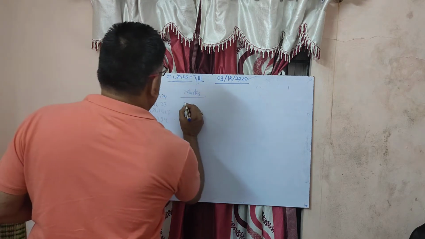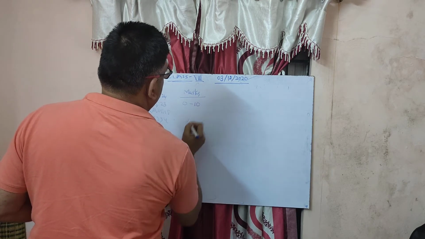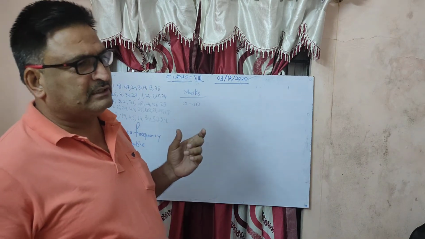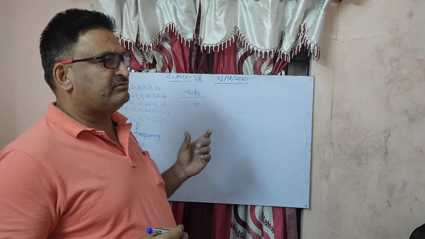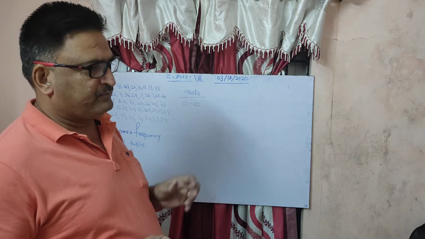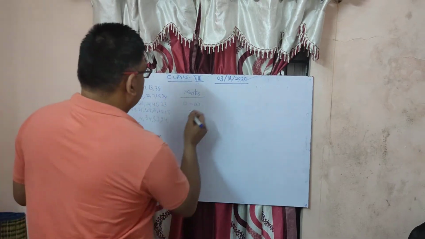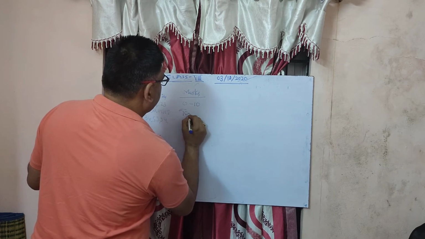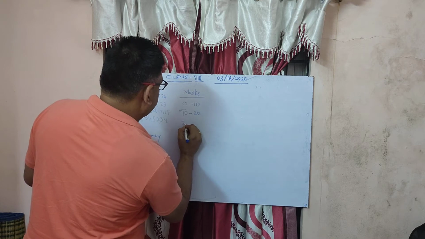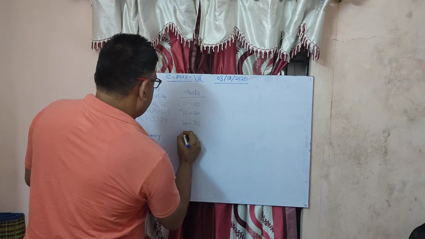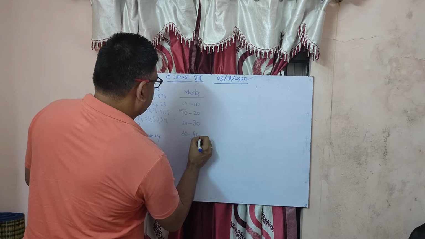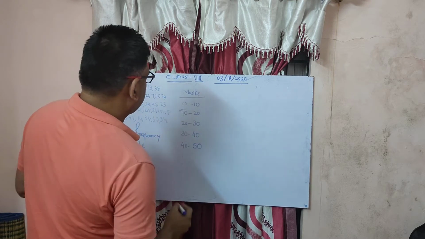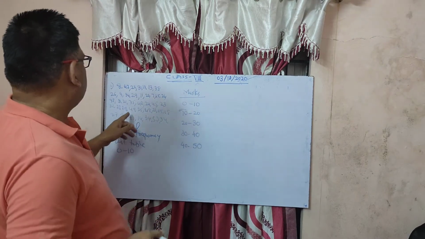I always told you the class interval will always be equal, meaning the difference of these numbers will be the same, and continuation should be there. 0 to 10, 10 to 20, 20 to 30, 30 to 40, and 40 to 50. We don't take more because the last number will be 49.